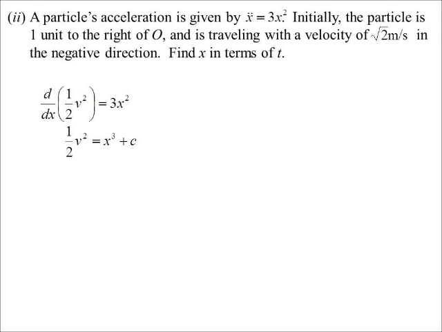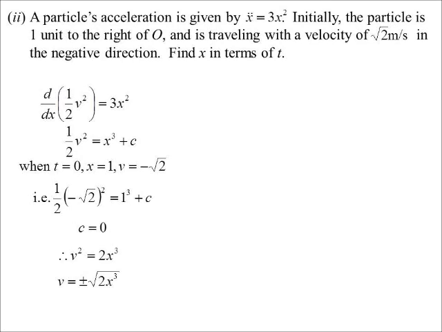There must be somewhere in the question something that links displacement and velocity together. What do we got? Initially, it's 1 unit to the right, so x equals 1, travelling with velocity of root 2 in the negative direction. So we know when time equals 0, although I'm not going to use t in this one, of course, x equals 1, velocity is minus root 2. Nicely, conveniently works out to be 0 again for the constant. So my velocity is plus or minus root 2x cubed.